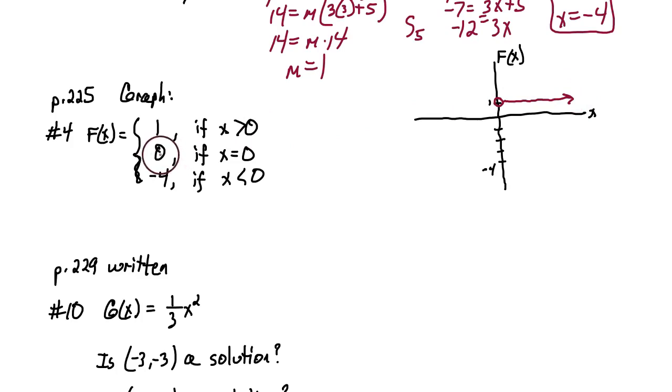Now let's do this middle row. Put a dot at 0 when x is 0. Now let's do this last one. When x is less than 0, there's a dot at -4. So I'm going to mark it with an open dot and then draw a horizontal ray pointing to the left.